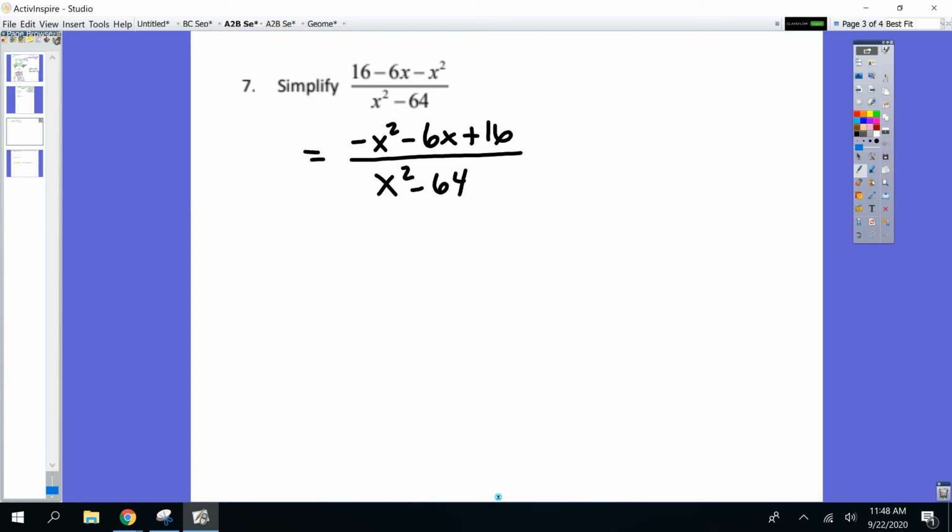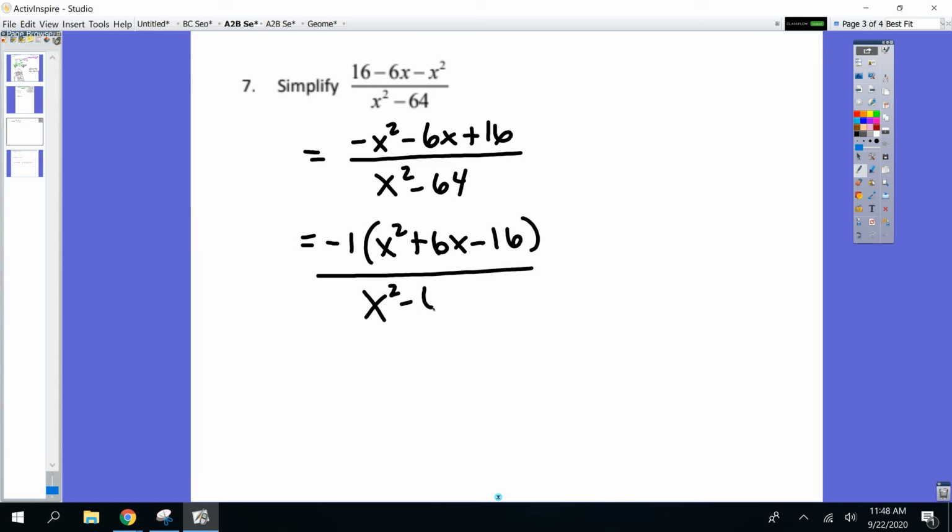I would still have a problem. I still feel uncomfortable. Does anybody else? We don't like that negative out in front? Okay, take it out first then. Take it out like a GCF. Take out the negative. Ready? Negative 1 times x squared plus 6x minus 16. Now I feel real comfortable that I can deal with this.